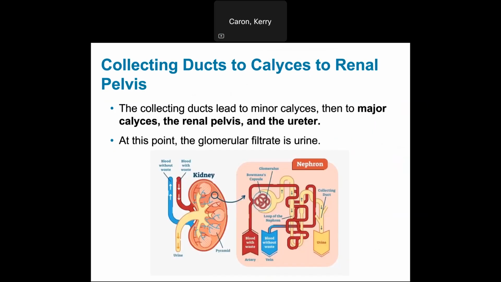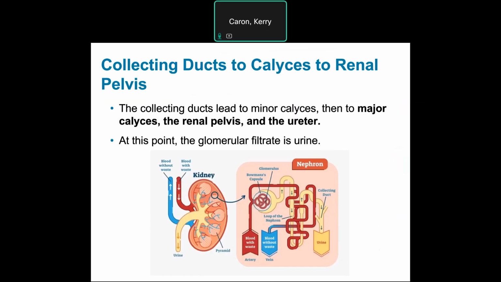The collecting ducts, remember we had those cup-shaped calyxes, or the plural form of that, the calyces. They are going to collect the product, the fluid, and then drain it into the renal pelvis. So the collecting ducts lead to minor calyces, then major calyces, then the renal pelvis, then the ureters. And then the glomerular filtrate becomes what we know as urine.